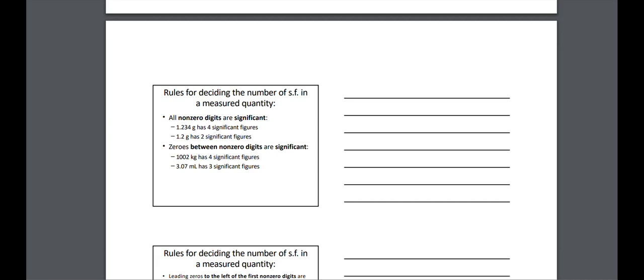The 1.2 below it, same deal. I don't see any zeros. I don't have to deal with anything else. I don't have to worry about significant zeros and insignificant zeros. So the 1.2 grams will be 2 significant figures.